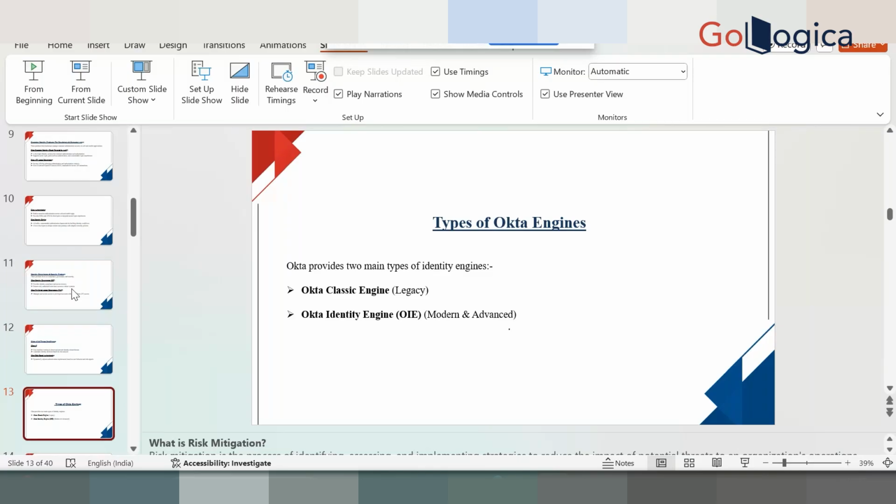Right now everything is going to change. Okta enhanced its productivity on the feature side and the product side. So Okta came with a new area, with modern and advanced activity in the console. We call it the Okta Identity Engine. The Okta Identity Engine has much more capability and many more features, which were not there in the past Okta Classic Engine.